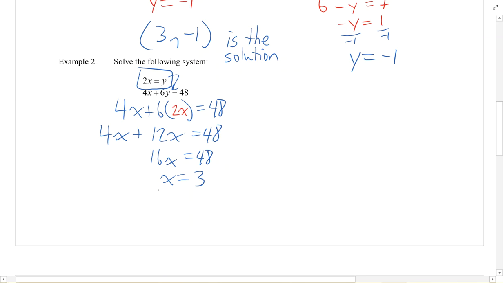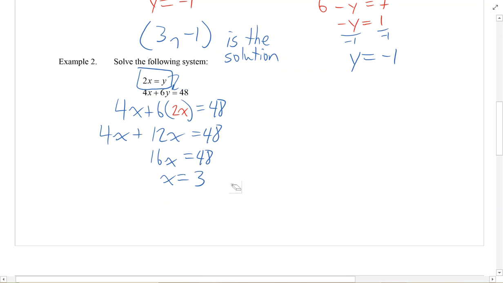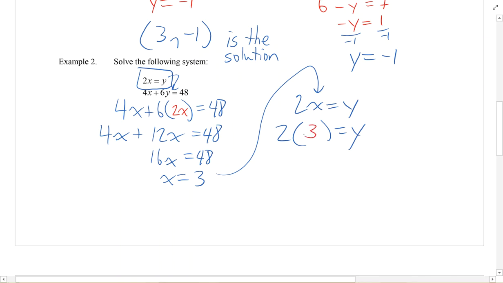Now, which equation do you want to substitute in? Do you want to use the bottom equation that's going to be big, hard, and a pain in the butt? Or do you want to use this top equation, which is going to be quick and simple? So look ahead. Plan ahead. Think. Look at the future. 2x equals y is way easier to use. So substitute into that. Don't forget to use brackets when you substitute. And so you get y equals 6.